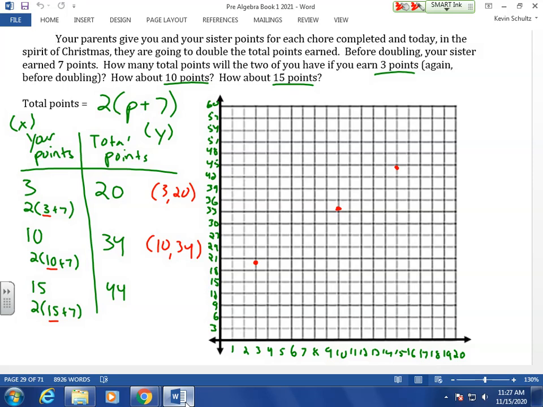Okay, so your graph might look a little bit different if you counted by different intervals, but regardless, you should get this relationship, which is a line.